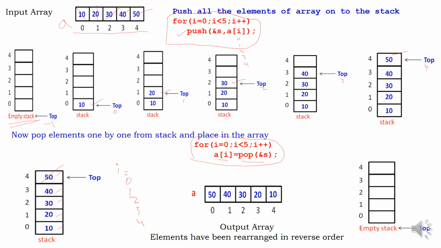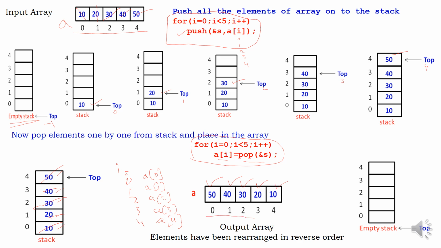So pop. 50 is popped. Place in a0. And again pop. 40 will be popped and that will be placed in a1. Then 30 will be popped, that will be placed in a2. Then 20 will be popped, that will be placed in a3. Then 10 will be popped, that will be placed in a4. So 50 in a0, 40 in a1, 30 in a2, 20 in a3, 10 in a4.